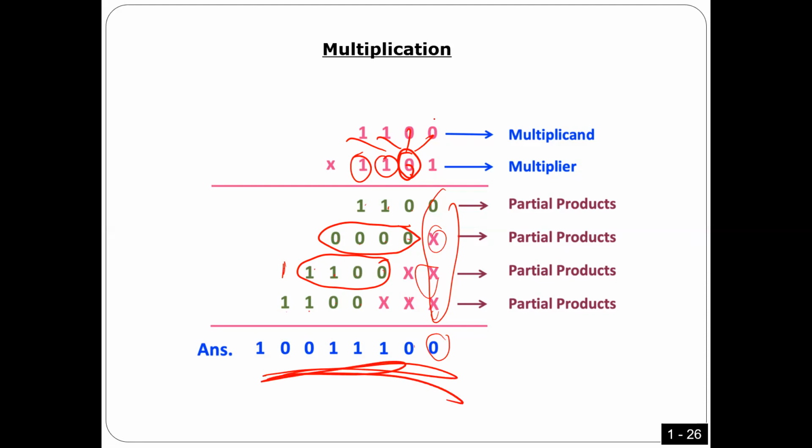So here I multiplied 4 bits by 4 bits, and the result here was 8 bits. So 1, 2, 3, 4, 5, 6, 7, 8. Okay. Any questions? Again, it's almost similar to the decimal multiplication.